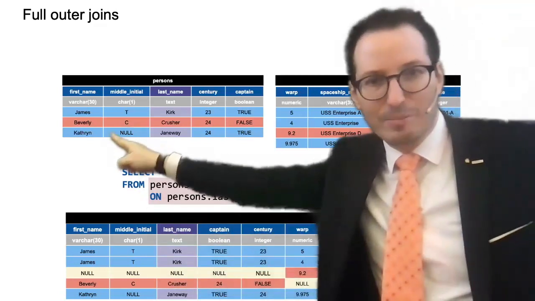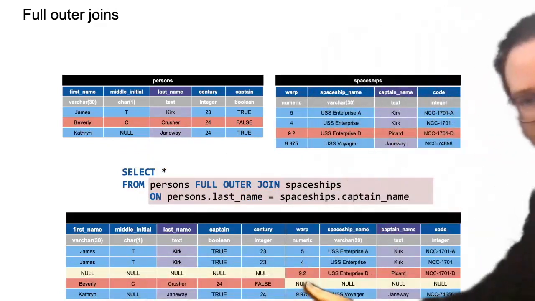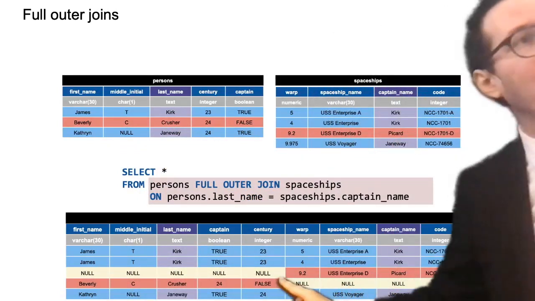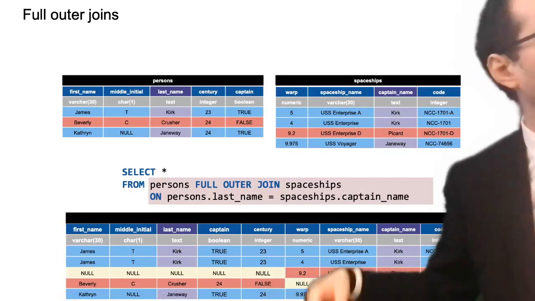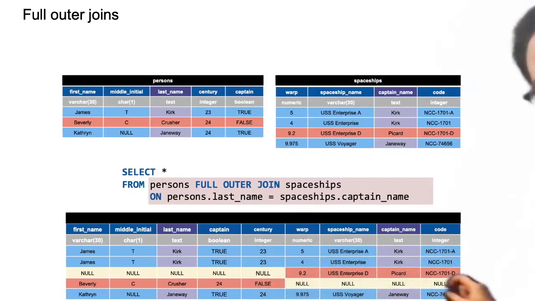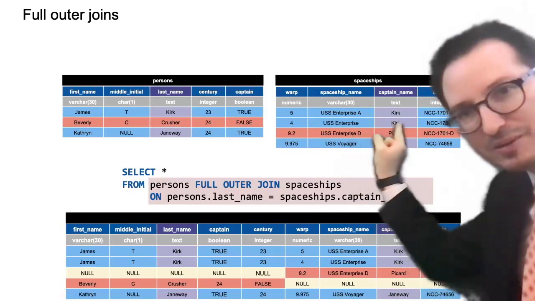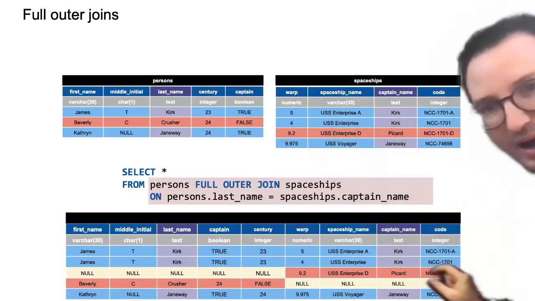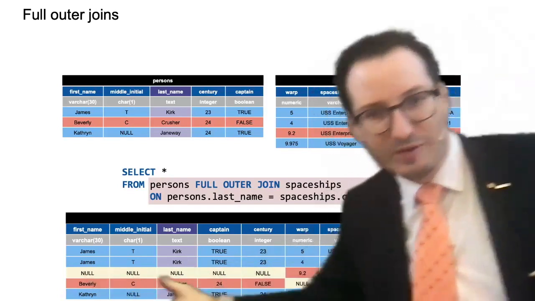So we do have Beverly Crusher in the outputs, but since we don't have any values there, we fill them with nulls. Nulls is kind of whatever we put when we don't know the value, right? It's a special value in tables. The same goes for this spaceship with Picard. We don't have any match over there, so we fill with nulls.